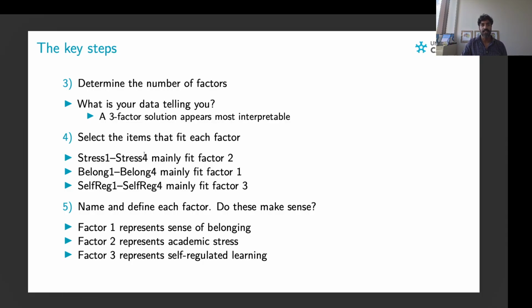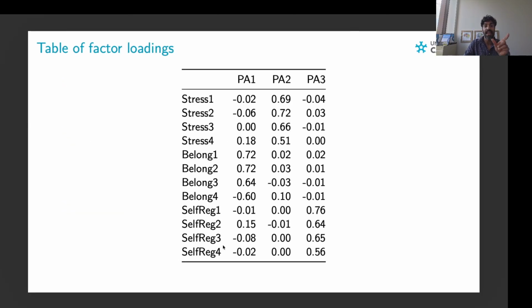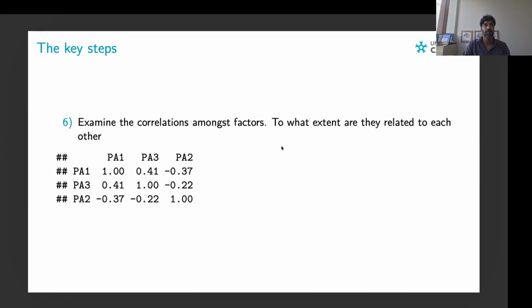Select the items that fit onto each factor. So those are the items. And ideally, we're looking at the questions as well to name and define each factor. So does that make sense? So factor 1 represents sense of belonging. Factor 2 represents academic stress. Factor 3 represents self-regulated learning. So again, that is determined by looking at what the actual item is, what that question is saying. I have close relationships with my colleagues and my teachers and whatnot. So those are the questions you're looking at to see that they cluster together.